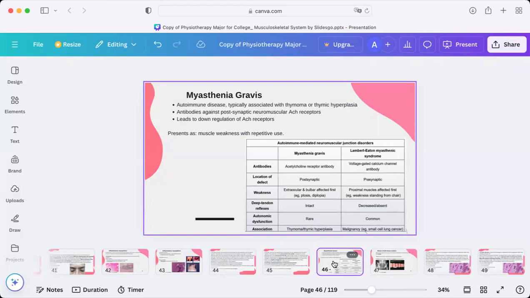Good job. I see some correct answers. The most common cause of bone cancer.